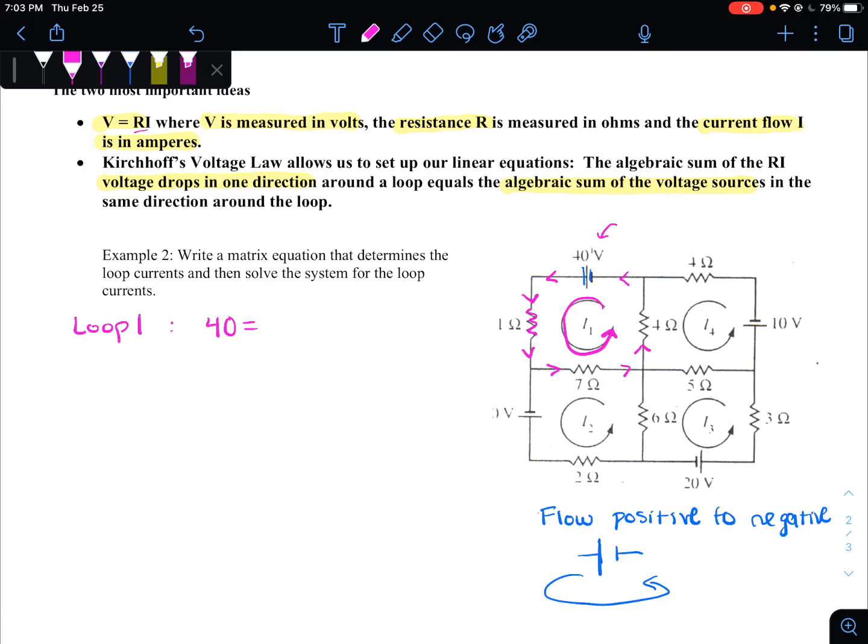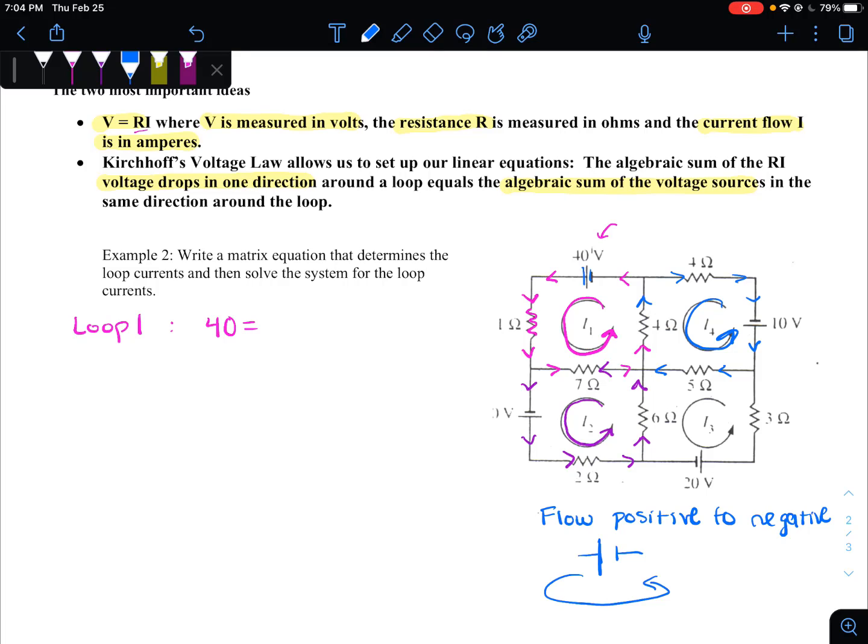Okay, but as we look at the next example, this loop is also interacting with the second loop, and the second loop is flowing this way, in the opposite direction. So that's going to interact with what we write down for loop 1. And similarly, loop 4 is also interacting with loop 1. In this case, if I'm going from positive to negative, I'm actually drawing the arrows in the opposite direction of what was given in the diagram. But I always like to do it from positive to negative.